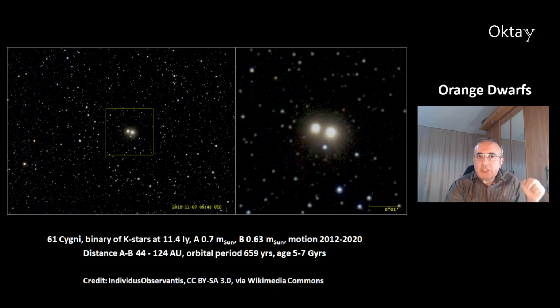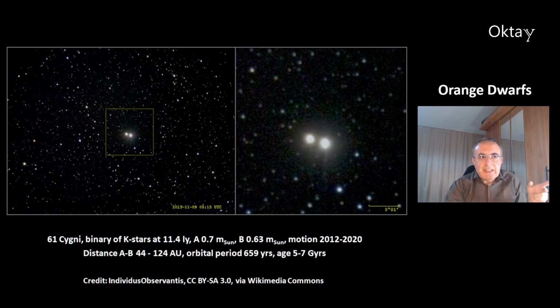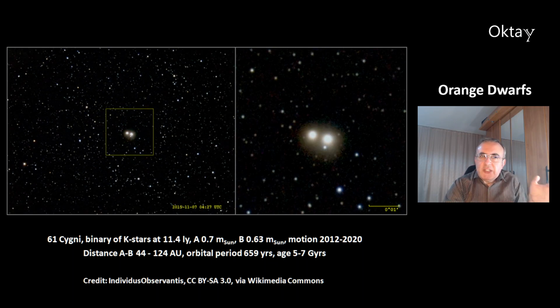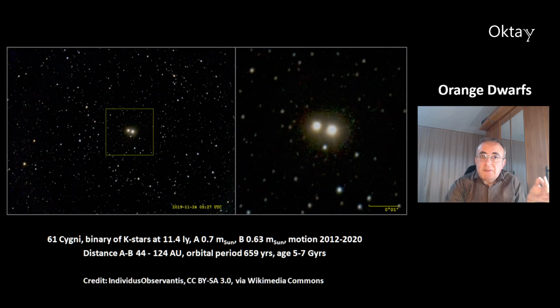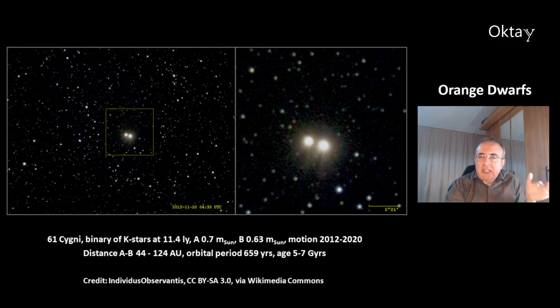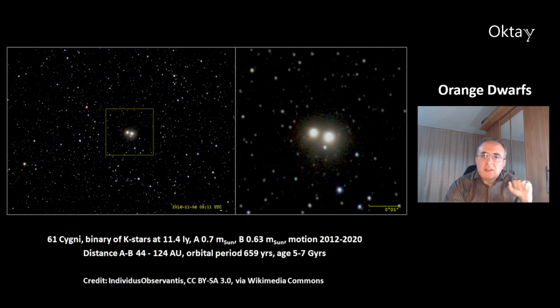This is an animation of the motion from the years 2012 to 2020. The distance between the two stars changes between 44 and 124 AU. Orbital period is 659 years. And the age of the system is 5 to 7 billion years, which makes the system older than our solar system.